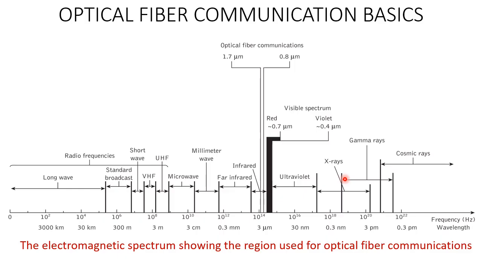spectrum of electromagnetic wave. If you can see a small range of frequency shown right here, this is the visible range of frequency starting from red to violet, that is 0.7 micrometer to 0.4 micrometer, right? And even smaller range, this one, this range is actually used for optical fiber communication system ranging from 1.7 micrometer to 0.8 micrometer.